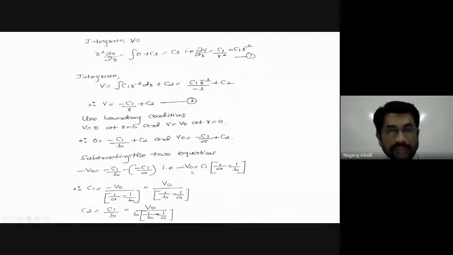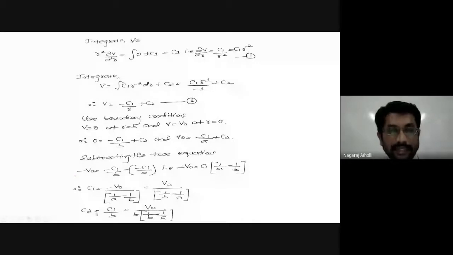That is, V minus V naught is equal to minus C1 by B, then minus into minus is plus C1 by A. C1 is common. This will be multiplied by 1 upon A minus 1 by B. Therefore, C1 will be equal to minus V naught divided by 1 upon A minus 1 by B. Again, if I rearrange the terms, it will be V naught divided by 1 upon B minus 1 by A.